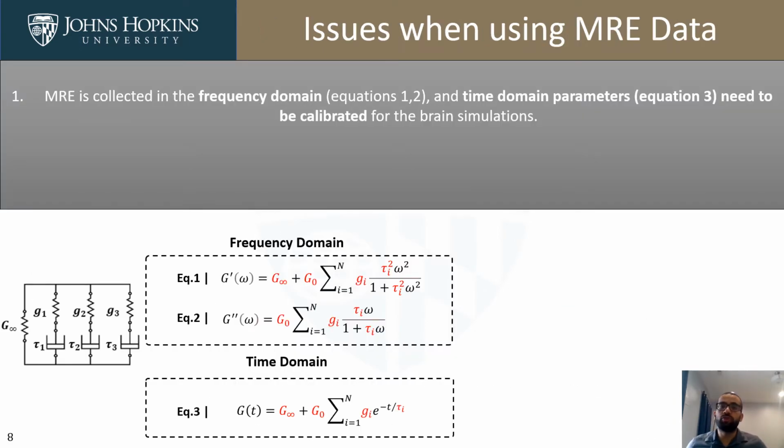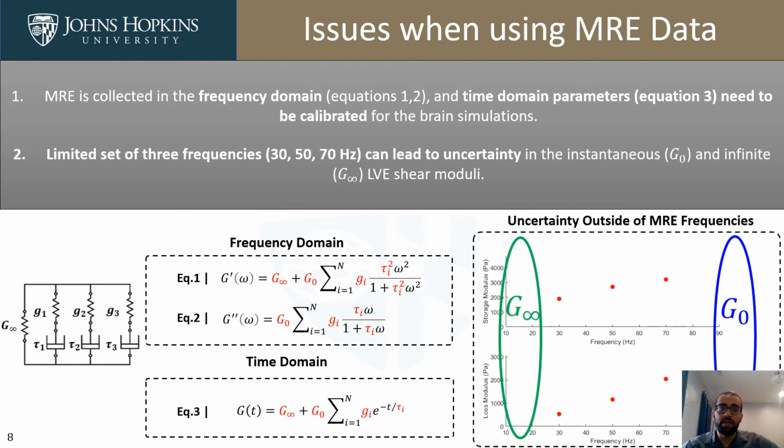So what are the issues that come up when using MRE data? Well, first, MRE is collected in the frequency domain, and time domain parameters need to be calibrated for the brain simulations. And second is that it's collected in the frequency domain at a limited set of frequencies. So in this case, 30, 50, and 70 Hertz, which can lead to uncertainty in our estimation of the instantaneous and the infinite linear viscoelastic shear moduli.